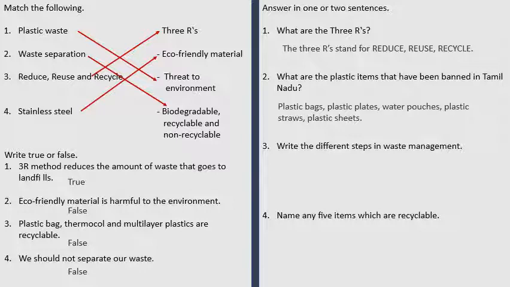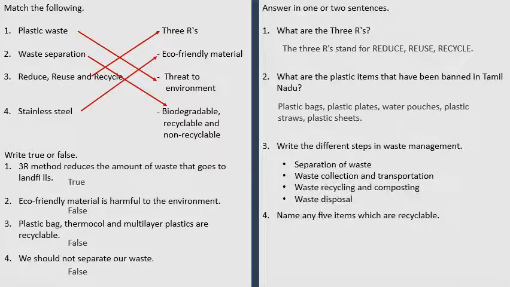What are the plastic items that have been banned in Tamil Nadu? Plastic bags, plastic plates, water pouches, plastic straws, plastic sheets. Write the different steps in waste management: separation of waste, waste collection and transportation, waste recycling and composting, waste disposal. Name any 5 items which are recyclable: paper, glass, metal, cardboard and plastic covers.